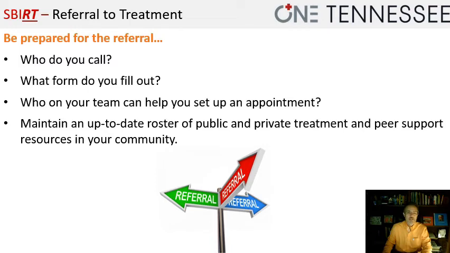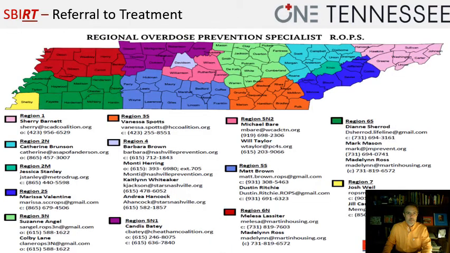If nothing else, be sure that you can connect them with their local Regional Overdose Prevention Specialists, or ROPS. Here's a listing. If you want to print this map out, you can go to Google and just type in TN ROPS, and it's one of the first links that comes up. This is broken out into regions, and you'll see here, these are their personal email addresses and cell phone numbers. These regional overdose prevention specialists are also peer recovery support specialists, meaning they themselves have suffered with a substance use disorder in the past. So they've been where these people are, and they can help them on their recovery journey.